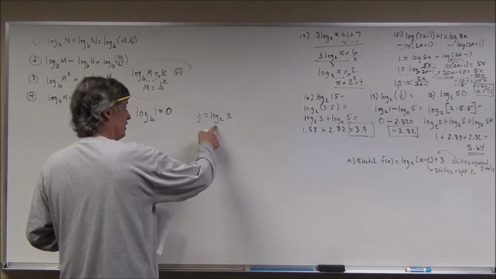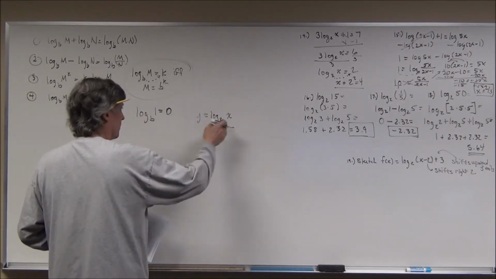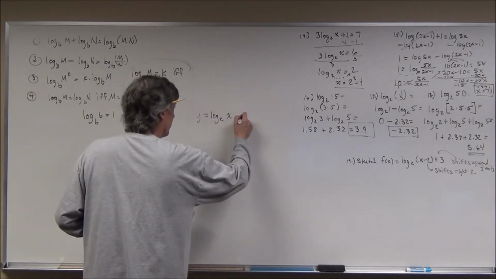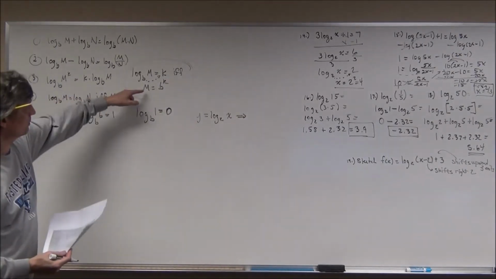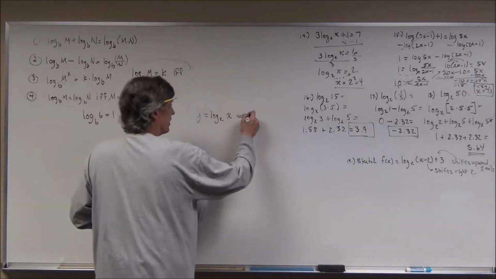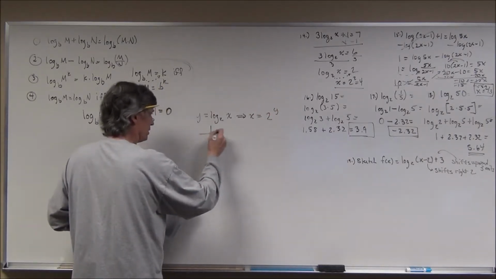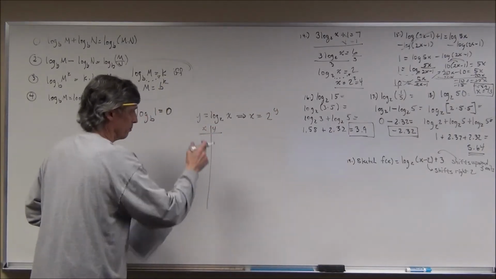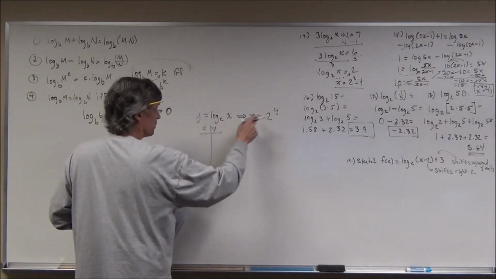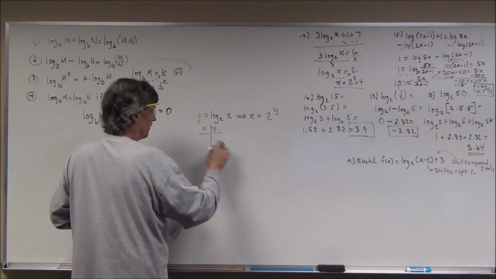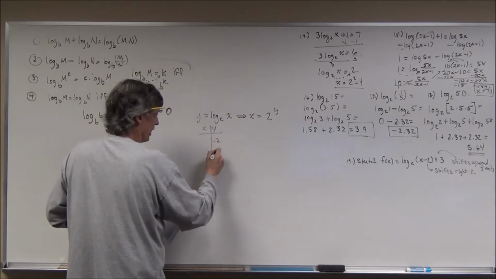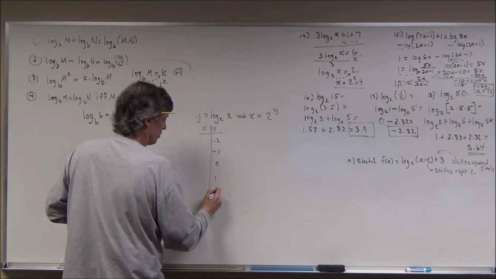But if I start with this, and again, I'm not good at plugging in numbers for x here, I'm going to convert it into exponential form. So I would get x is equal to 2 to the y. I would create a table of values, x and y, and I would plug in some numbers, not for x, but in for y, because it's easier to take this and figure out what x is. I'm thinking negative 2, negative 1, 0, 1, and 2.